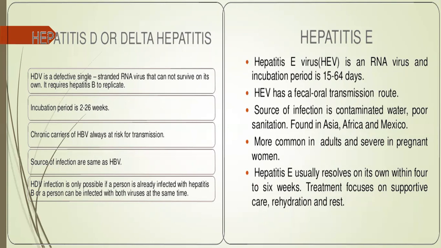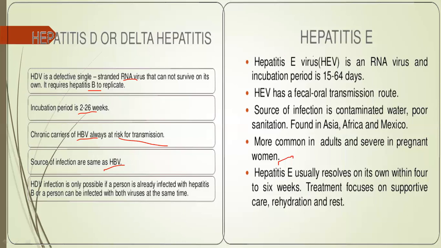Hepatitis D, or delta hepatitis, is a defective single-stranded RNA virus. It requires the hepatitis B virus to replicate. The incubation period is 2 to 26 weeks. Chronic carriers of HBV are always at risk of transmission. The sources of infection are the same as HBV, so they are mostly related to one another. The treatment, prevention, and symptoms are the same as HBV.